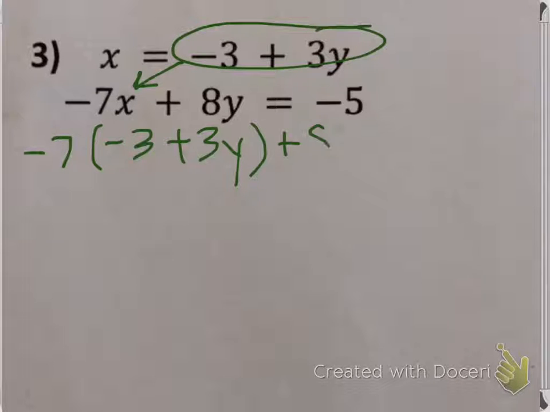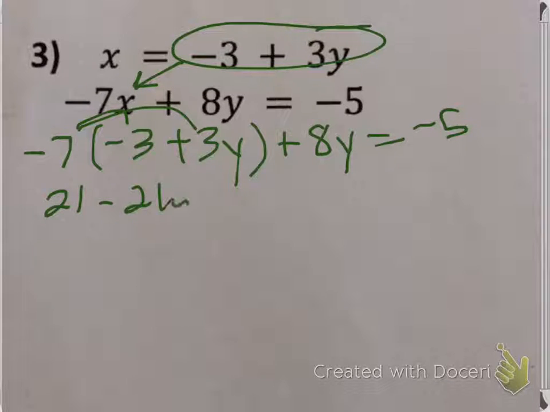And then continue writing that other equation down. So plus 8y equals negative 5. And I'm just going to solve it from there. Have to distribute that 7 through. So a negative 7 times a negative 3 is a positive 21. Negative 7 times positive 3 is a minus 21, and then I have the y attached to it. I still have plus 8y, and then equals negative 5.